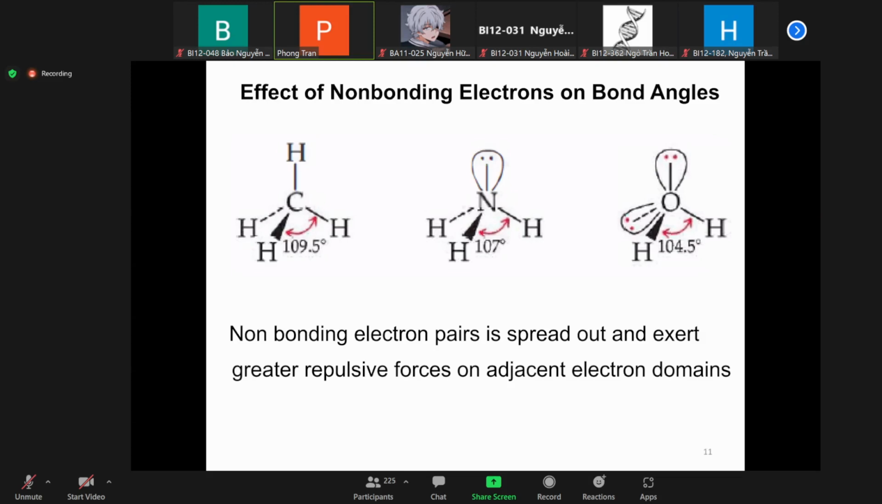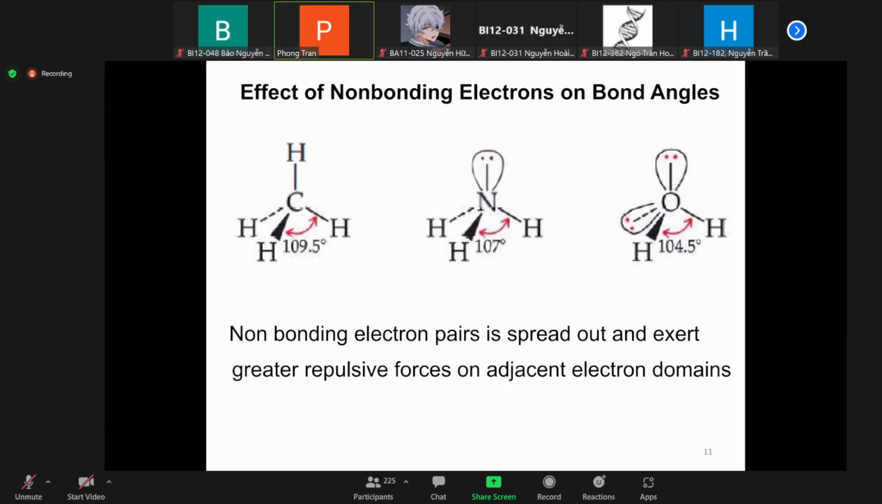So for example, if you have a perfect CH4 compound, you have 4 electron domains which are identical. The angle will be a perfect 109.5. When you have a molecule NH3, because you have a non-bonding electron domain, the interaction will be stronger. So that means this angle will be larger than 109.5. As a consequence, the angle H-N-H will get smaller. And you see that in reality, they observe an angle of 107 degrees.